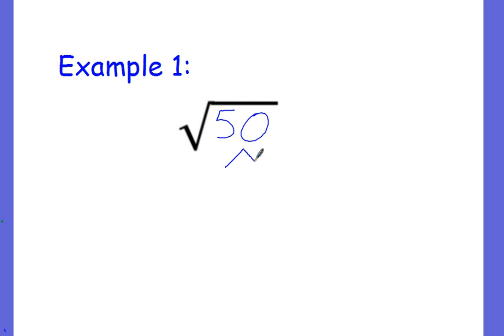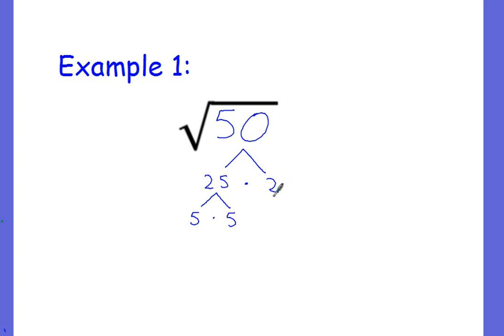Now you want to branch this out, and for the factor tree method, you can pick any two numbers that multiply to give you 50. So I might think 25 times 2. Then you want to continue to break this down until you can't break down the numbers anymore. So 25 can be broken down into 5 times 5. Now 2 can't be broken down any further, unless it was 2 times 1.